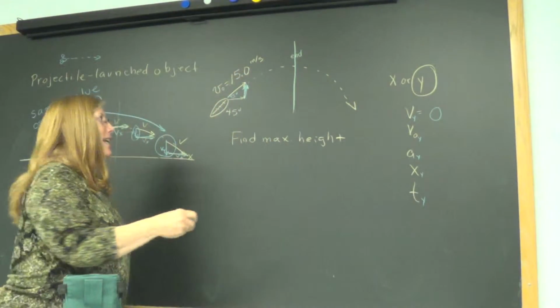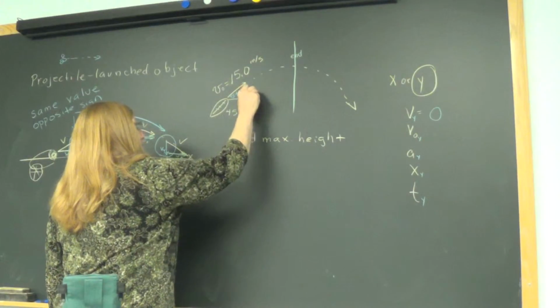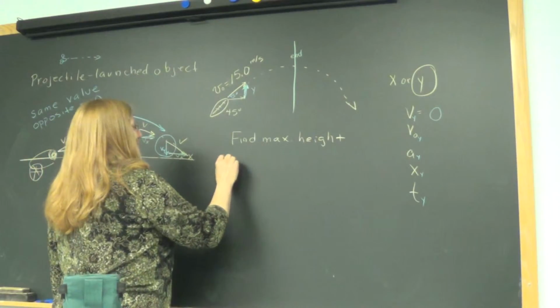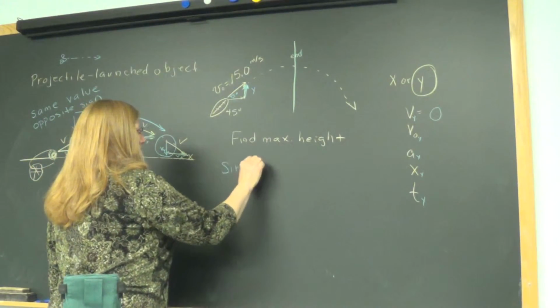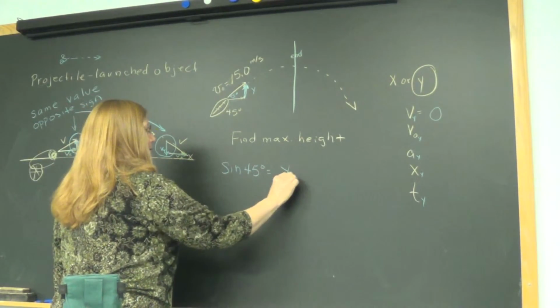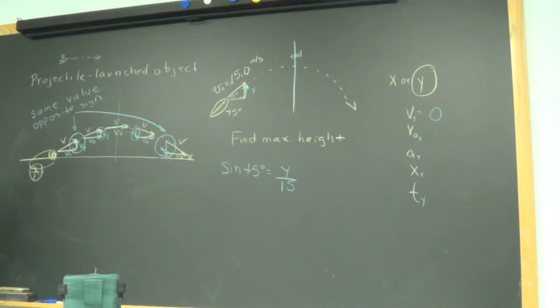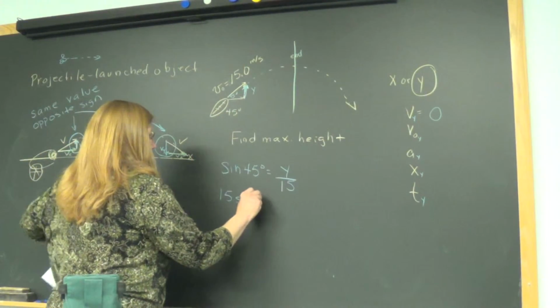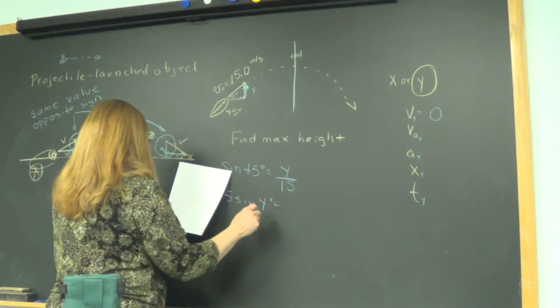Tan? Is that what you said? Tan would involve this over this, but we don't know that. Sine. All right, so we're going to say sine of 45 equals y, opposite, over hypotenuse, which is 15. I dropped the 0.0 just for clarity. I know I'm working in 3 sig figs. Sine will always get you the y component. Cosine will always get you the x component. So when you plug in 15, then you multiply both sides by 15, sine 45. I got something.